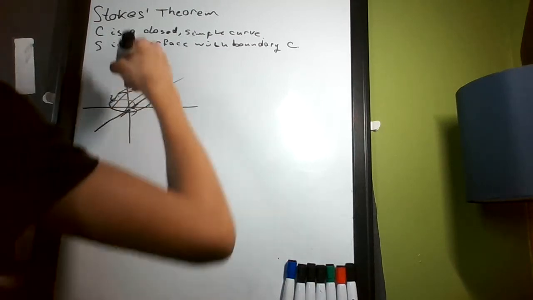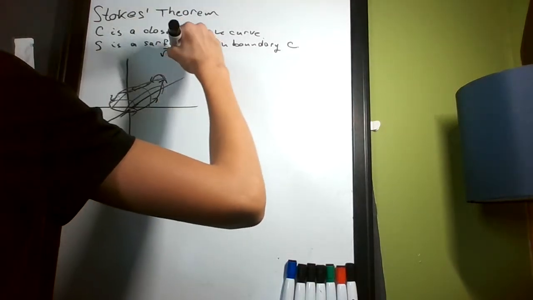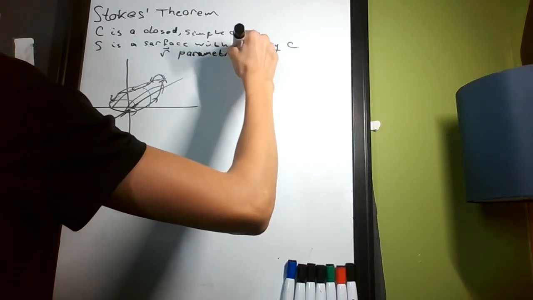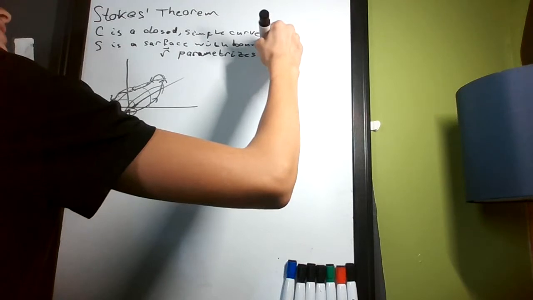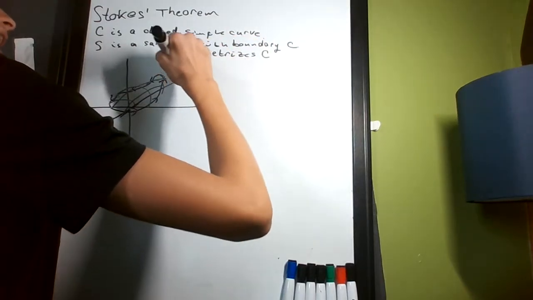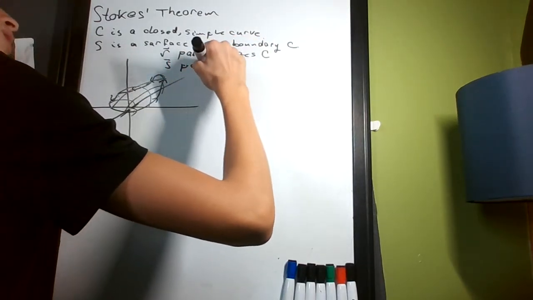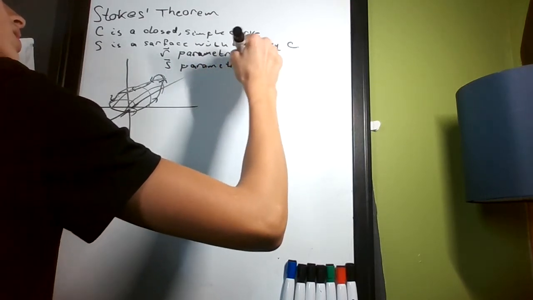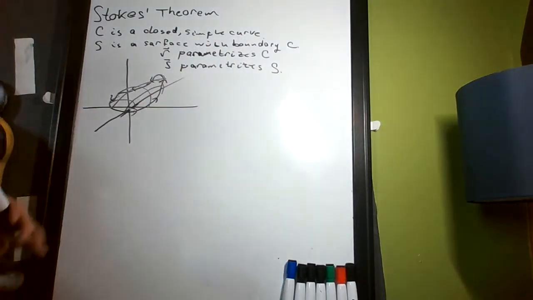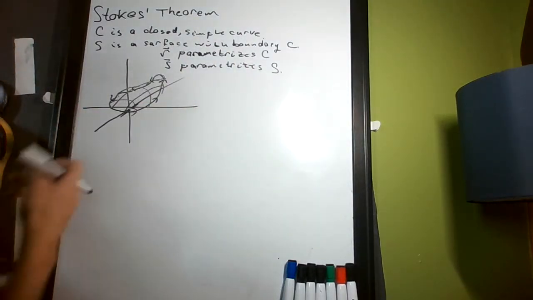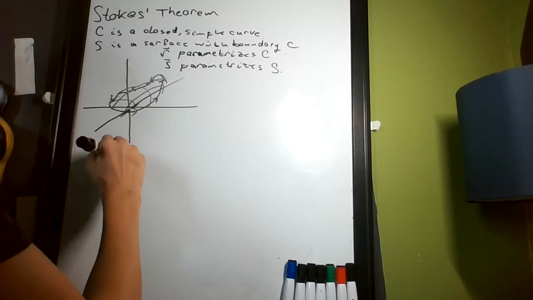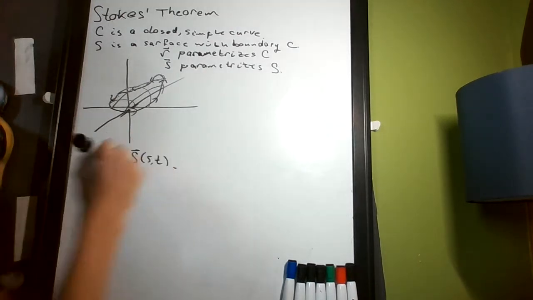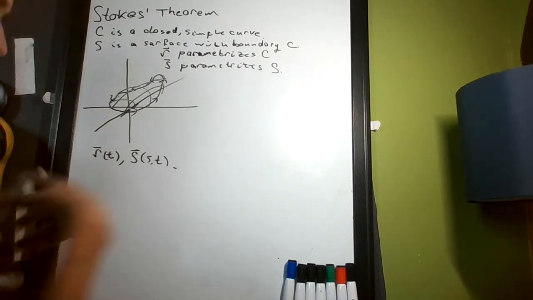Okay, so I'm going to have r parameterize C, and S parameterize S. So what I did here was make it so that these are functions of t, and of s and t. Those are going to be my two functions.